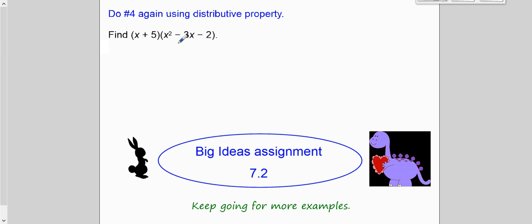Let's try example 4 again without the boxes. Okay, here we go, distributive property. So we're going to do x times all 3 terms in the second parentheses. X times x squared, write it down, then multiply here, and write it down. Once you've done those 3 multiplications, then multiply 5 times all 3 terms in the second parentheses. All right, give it a try.